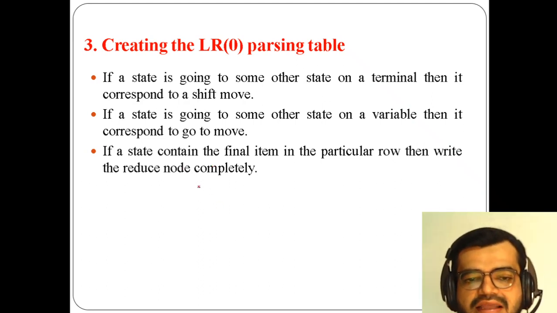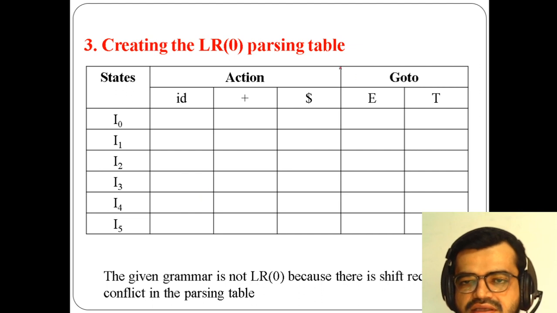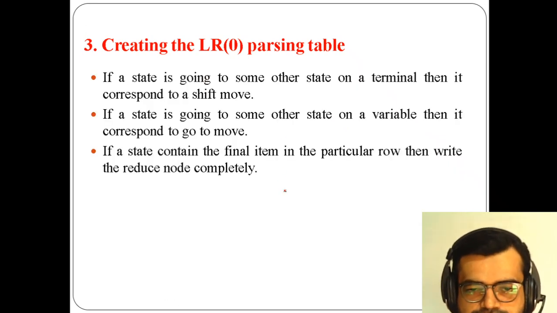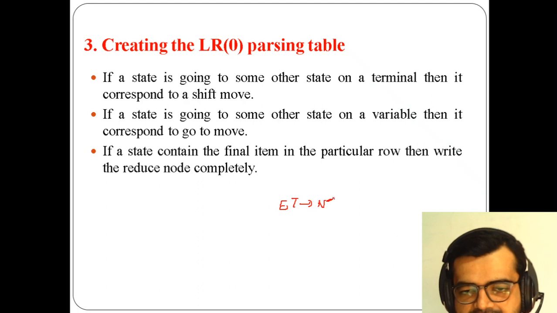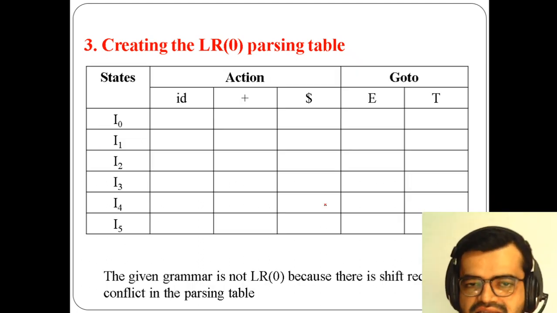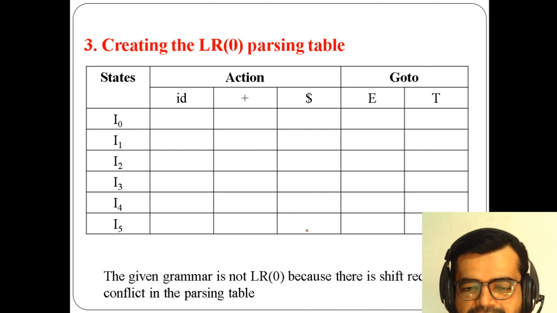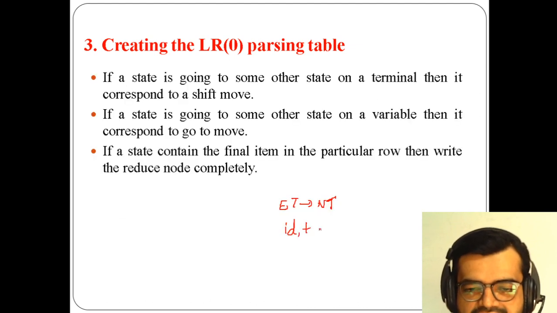See here, like in this example, if you observe, E and T are there. So here E and T are non-terminals. And what is the next thing? ID, plus, and dollar. Dollar will be there by default. So these are terminals.